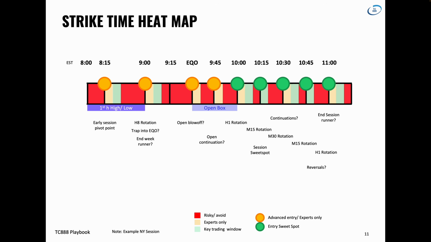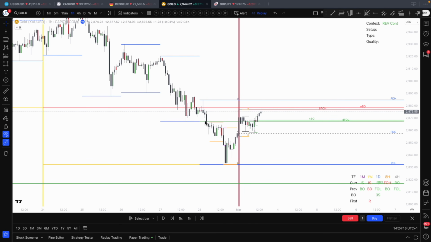I will show you now in the charts how I do this every day and how this logic helps you to structure every session, and your confusion will be gone very quickly. So let's look at it. So here, first example, gold, 3rd of March. So that's this Monday.